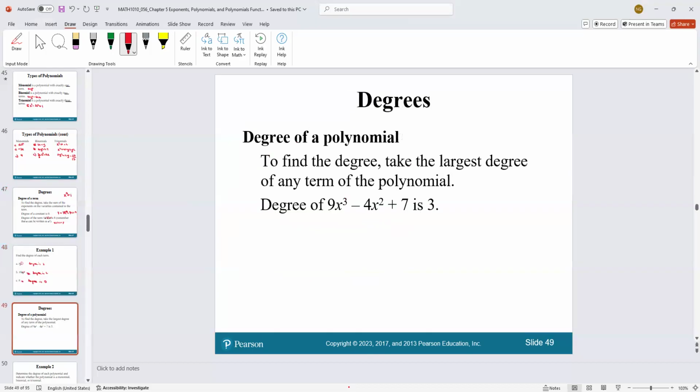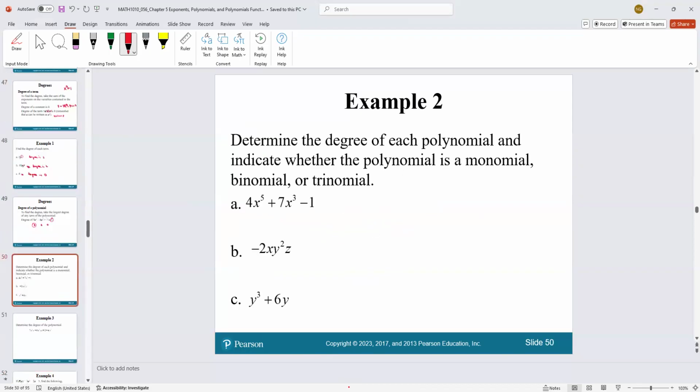Now, if we talk about the degree of a polynomial, to find it, you take the largest degree of any term of the polynomial. For example, 9x cubed is degree 3, minus 4x squared is degree 2, plus 7 is degree 0. You see the largest one is 3, so the degree is 3.